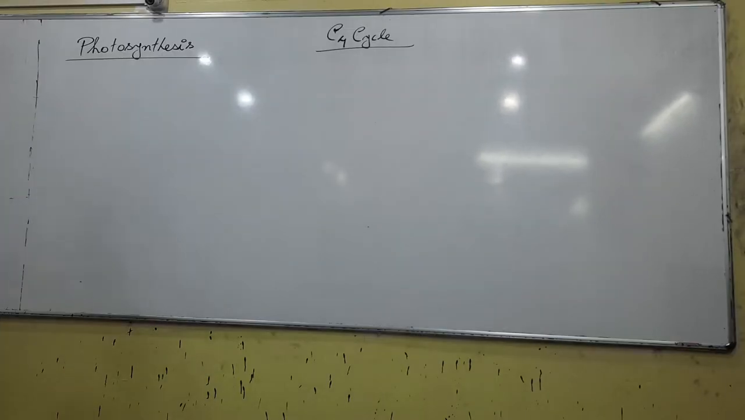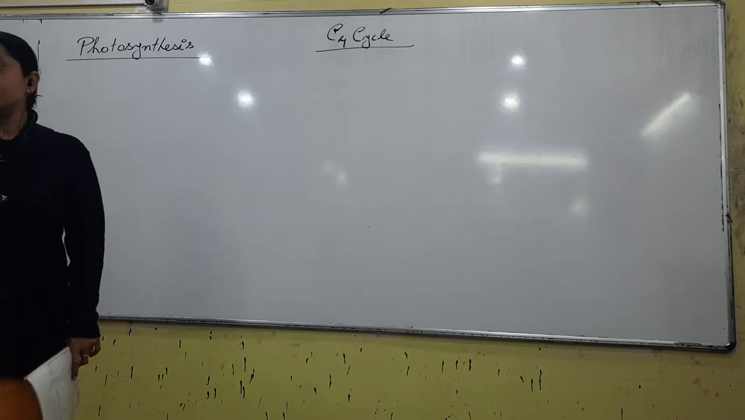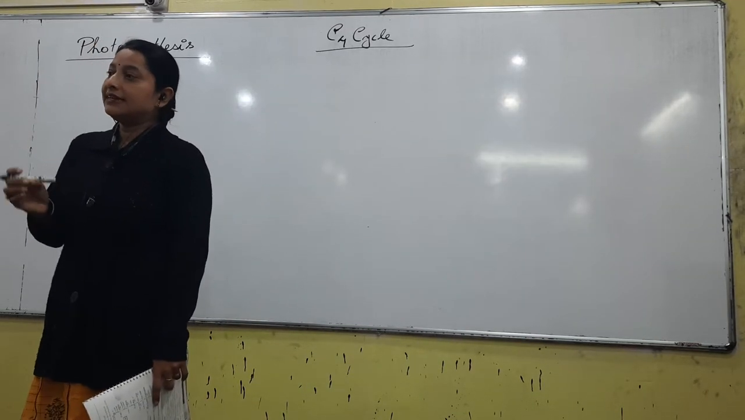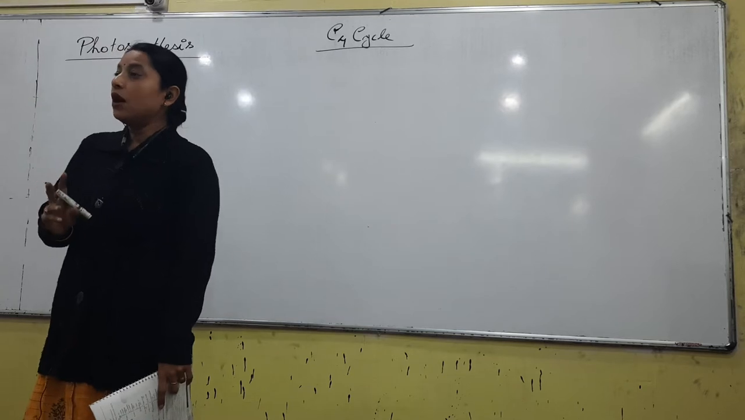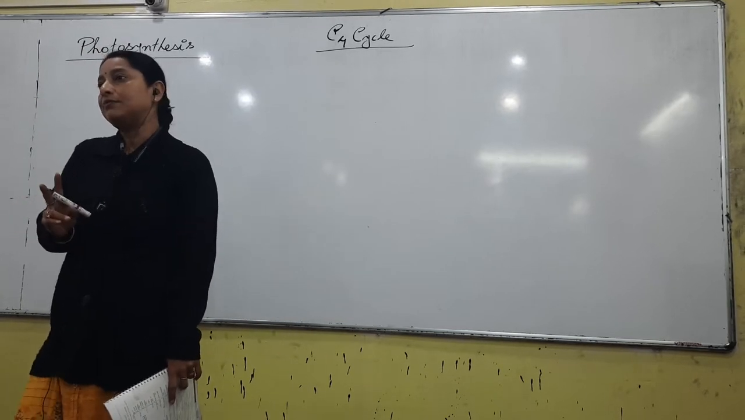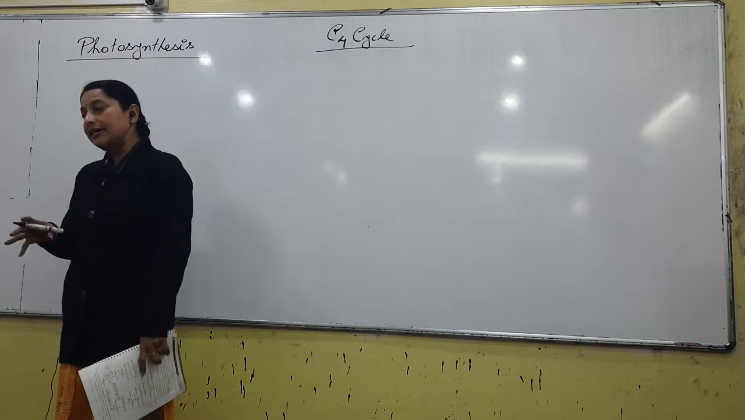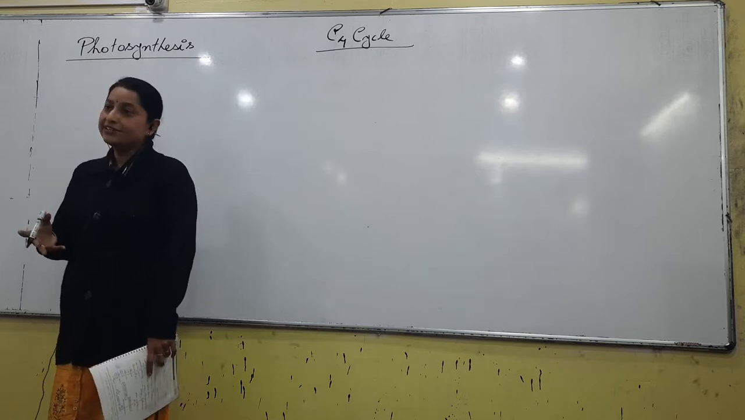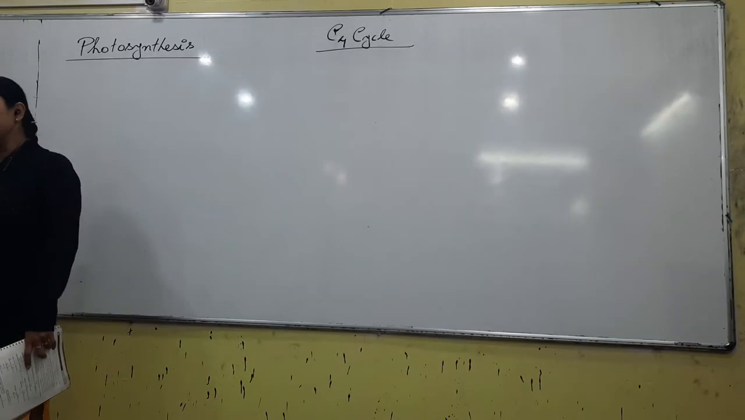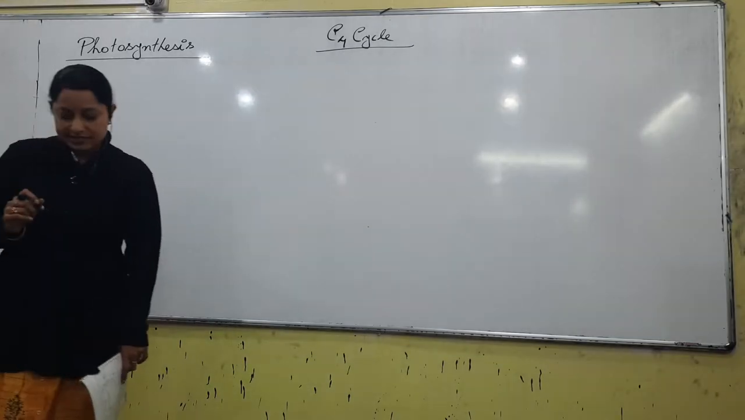Whenever we are talking about all these cycles, we have to compare the C3 cycle with the C4 cycle, right? The C3 cycle is the dark reaction in C3 plants, and the C4 cycle is the dark reaction in C4 plants. Why is a plant called C3? Because the first product formed is a 3-carbon compound. Why is a plant called C4? Because, with the same explanation, the first compound formed because of carboxylation is a 4-carbon compound, and so they are called C4.